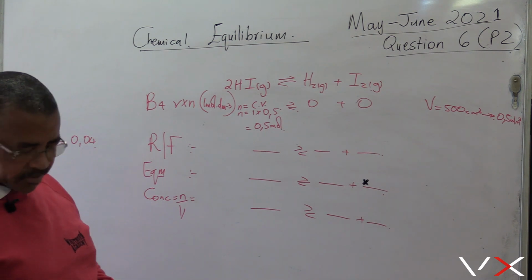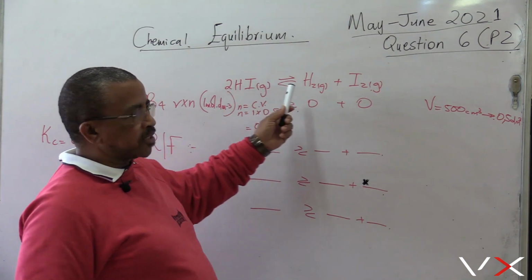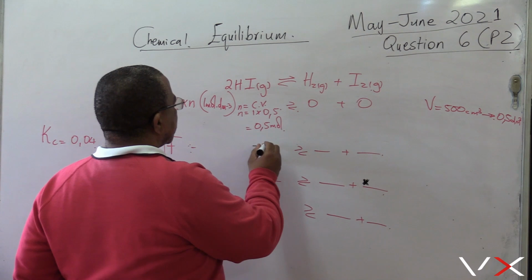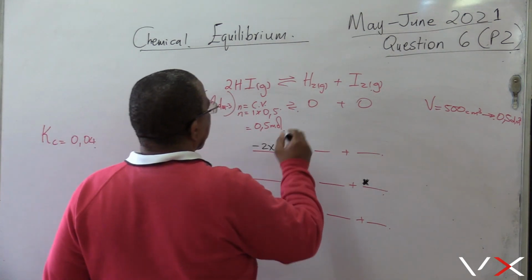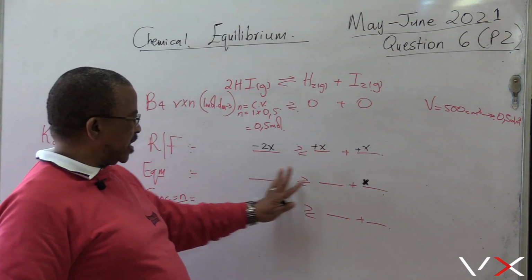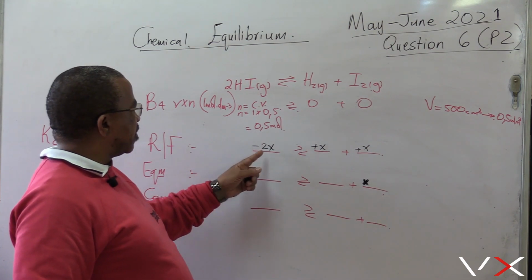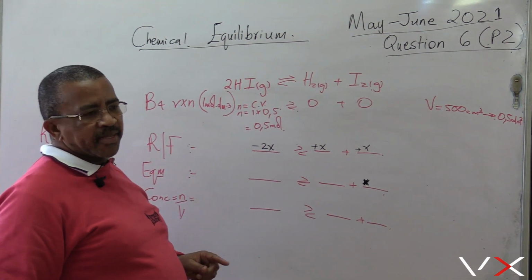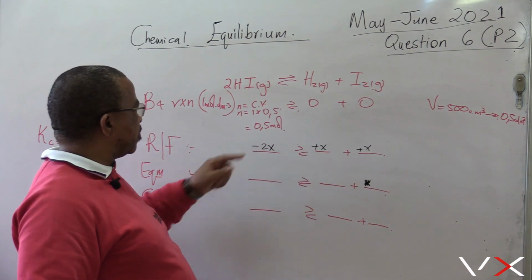Now 2 HI produces H2 and I2. 2 produces 1. We don't know what reacted. So if 2x comes out of HI, then x is formed for H2, because 1 is formed for I2. We only want this x because there is a lot we don't know. We are only given the value of Kc. If HI starts at 0.5 and 2x is used, why 2x? Because this one is 2 times that one. We assume that if 1 is formed, 2 is used up. If x is formed, 2x is used up.